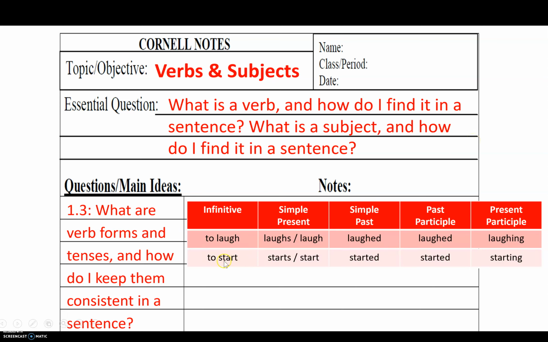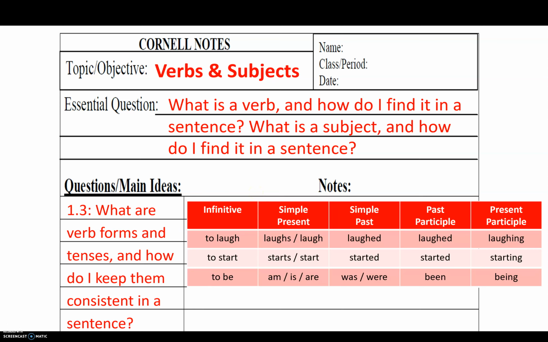The first example I showed, to laugh, is a pretty standard example in English. Same thing with something like to start. However, we do have some verbs that take more irregular forms. For example, to be in the simple present becomes am, is, or are. Was or were in the simple past. Past participle been, present participle being.